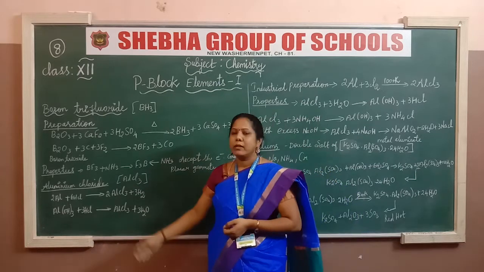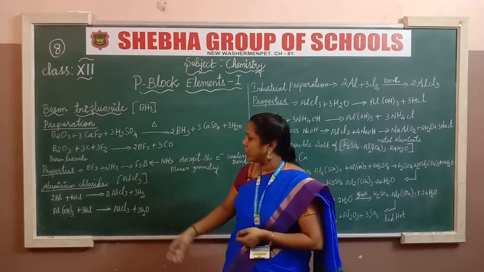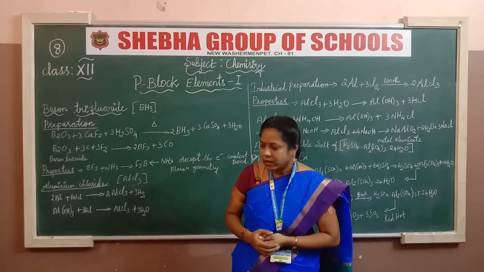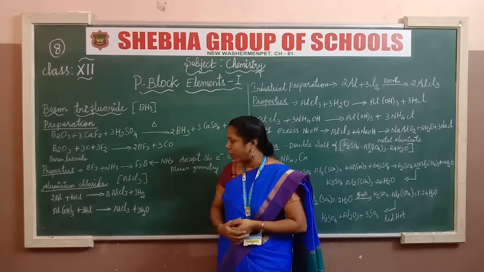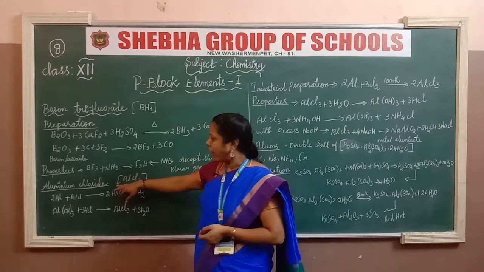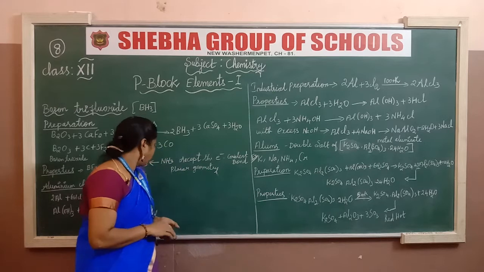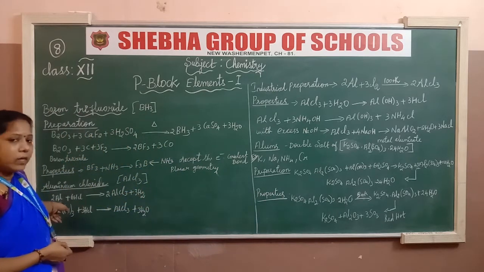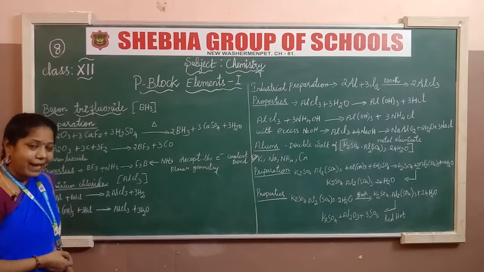Okay, then we go for the next concept, aluminium chloride. This is one of the P block elements. What is aluminium chloride? It is AlCl3. So how can we get AlCl3, the properties of aluminium? Aluminium reacts with hydrochloric acid.